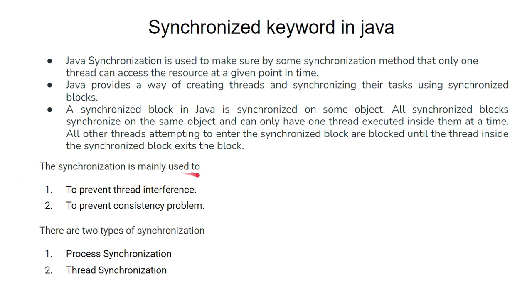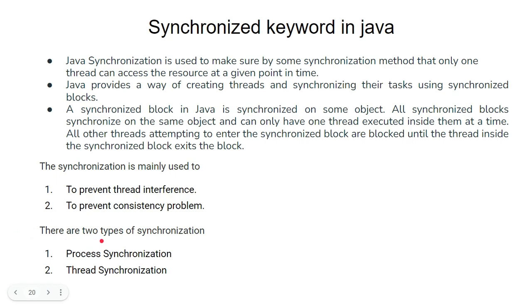Synchronization is mainly used for two purposes: to prevent thread interference, since many times we get thread exceptions and this will prevent them, and to prevent consistency problems. Consistency means, for example, you have some data and multiple people are trying to access it, and maybe the data will become null while everyone gets some of the data. That is the wrong way, so we can simplify it and do the work like this.